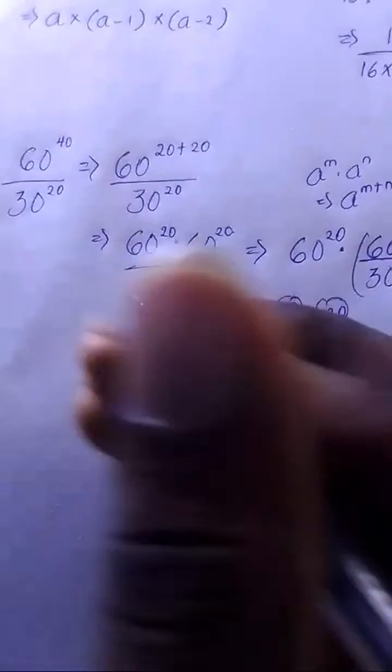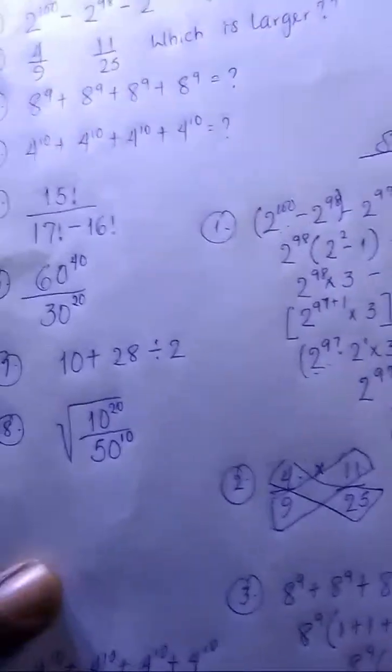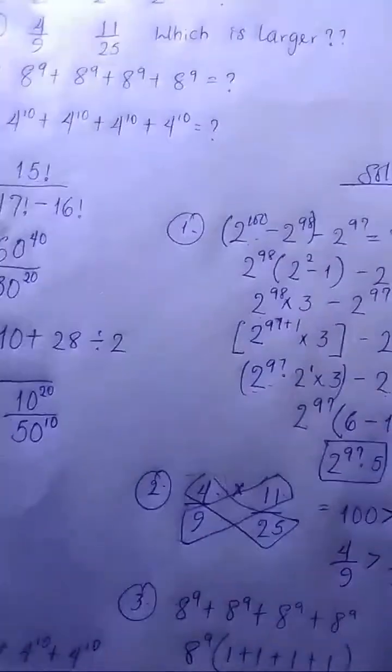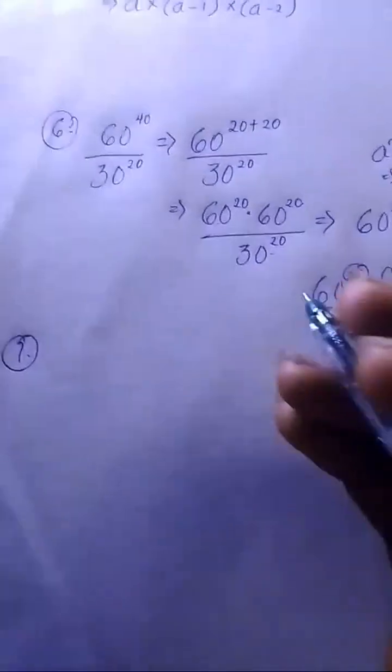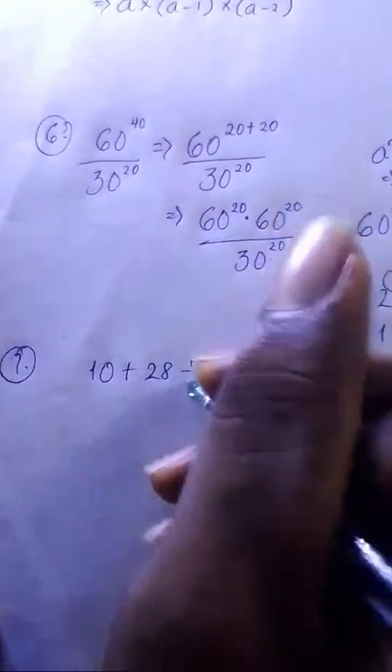Now the 7th question that we're going to take today is this: 10 plus 28 divided by 2.